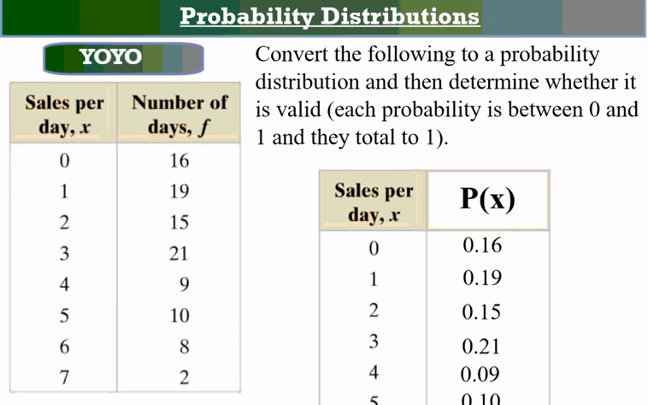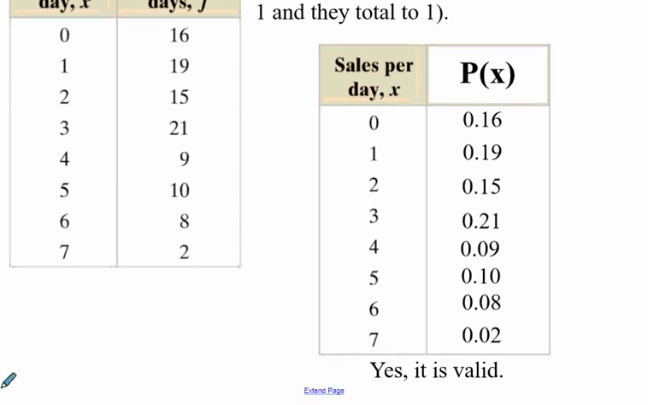Okay. The probabilities are 16%, then 19%, 15%, 21, 9, 10, 8, and 2. Because if you actually total these up, you're going to find the total to be 100%.